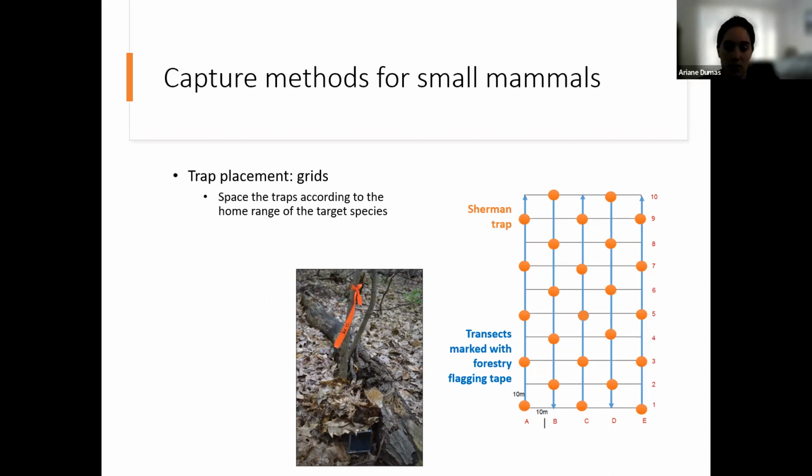You can use forestry tapes to easily mark the transects and the trap locations, so you can easily find the traps when you return to do the checks.